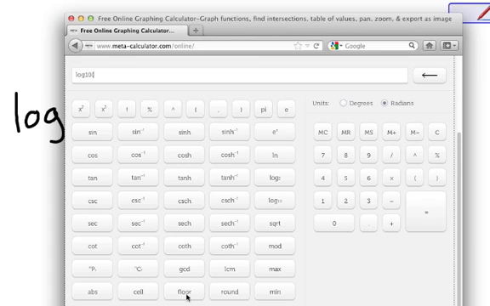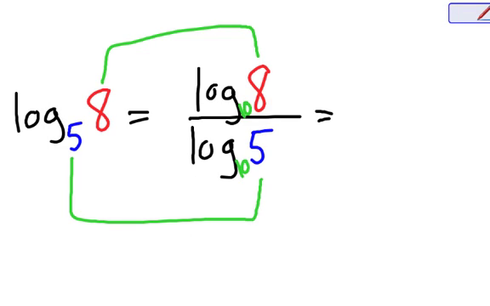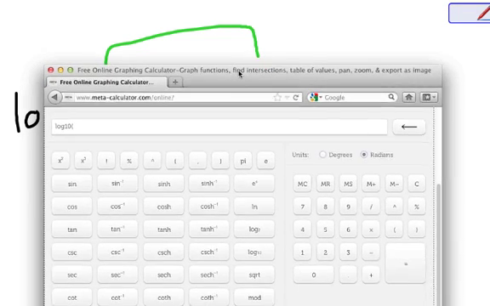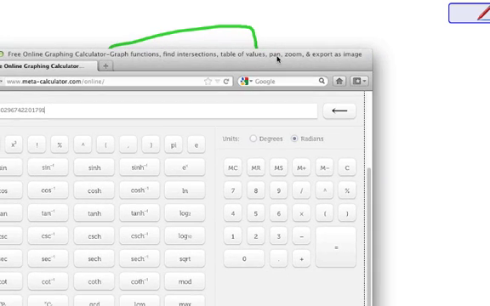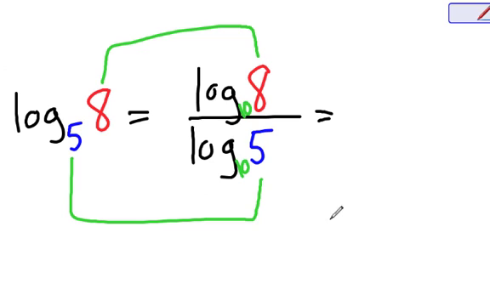So we would enter our problem into our calculator. The log 8 divided by the log of 5. So we have the log of 8, close parentheses, and then we would divide by the log of 5. And we would push enter. So you can see our answer is 1.292. It's a long decimal, but it is our answer. So we would just write that on our paper. 1.292.